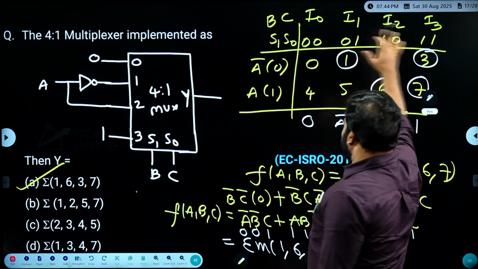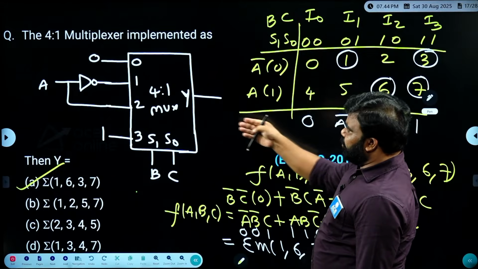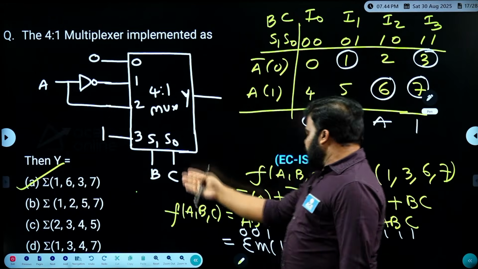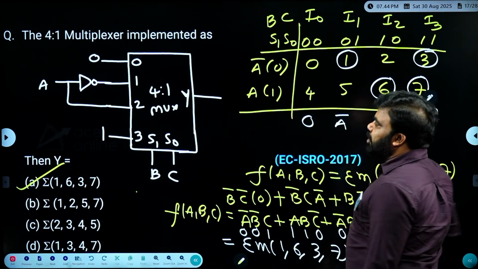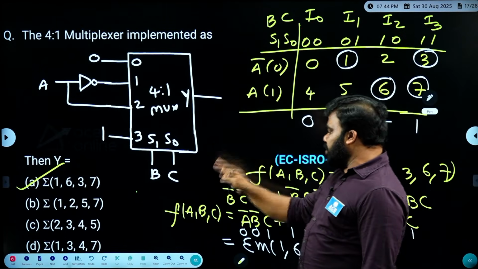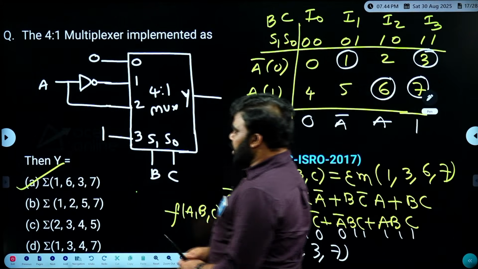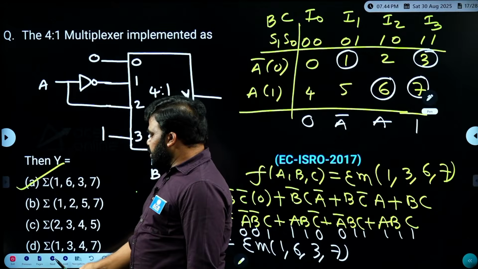So, we can analyze either this or this. When it is a very big complex circuit, it is better to go with this method. If not, we can analyze directly by writing the Boolean expression of the multiplexer output and writing minterms. That is also another way. So, let us see the next question.